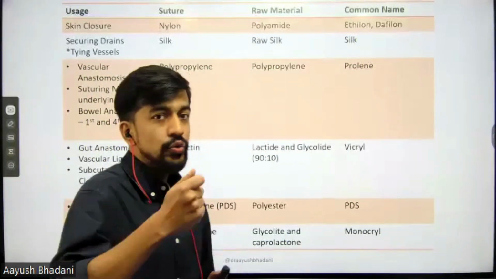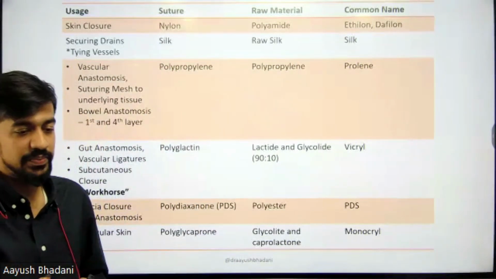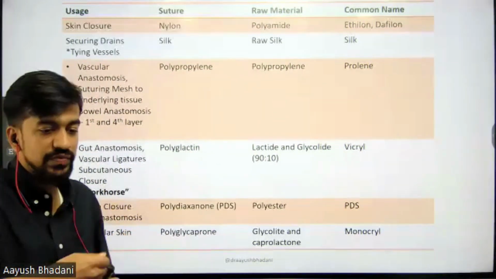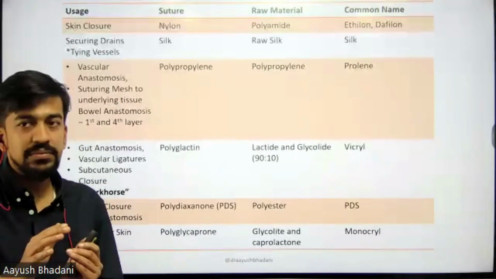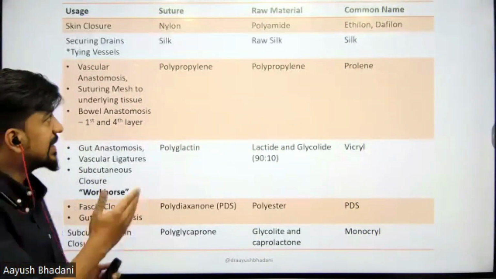Then we have to secure drains. As I said, to remove the drain, we use a 12 number blade. But to secure it, we need a suture which is outside the body. So we'll prefer a suture which, even if it's not inert, it's fine. So that is silk.